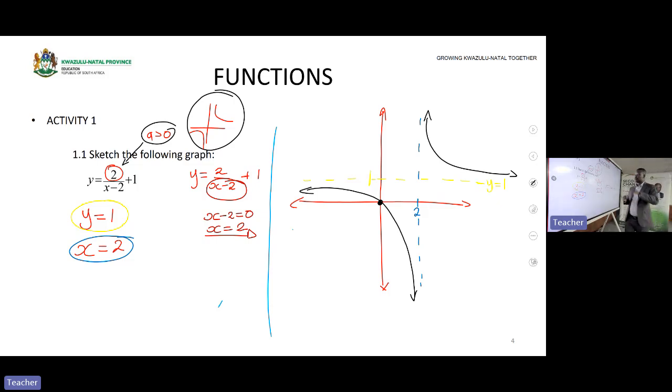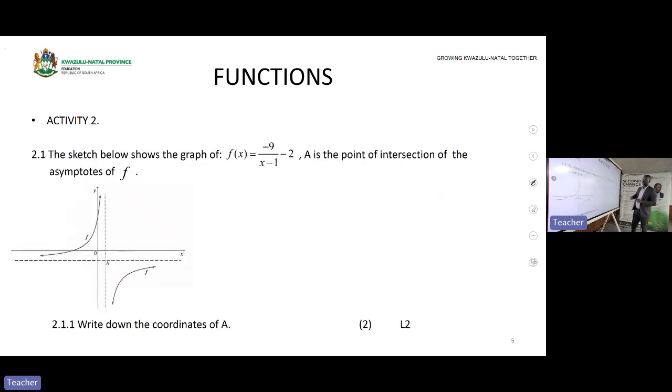The first thing that you do, you look for your asymptote equations: y equals 2, which is your horizontal asymptote, and x equals 2, which is your vertical asymptote. You then calculate the x-intercept and the y-intercept. You look at the value of a. It will tell you where your graph will focus. Then we can move to the next activity together.